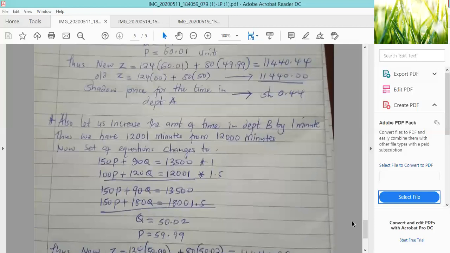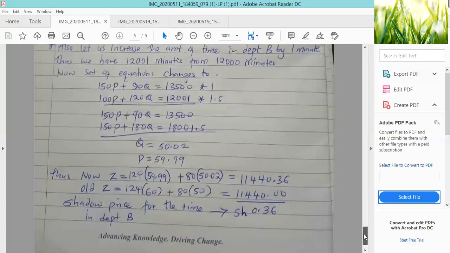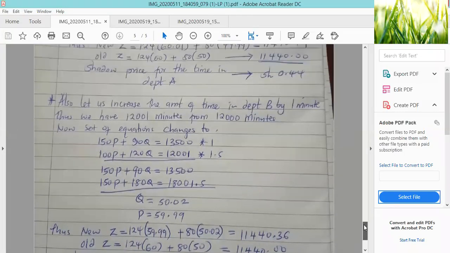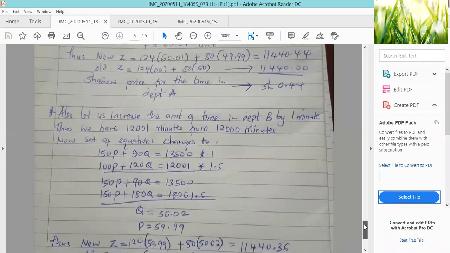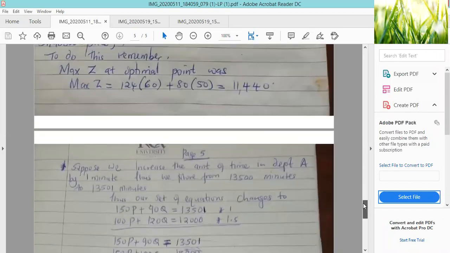You can assume there is an increase of just 1 minute in Department B, and for Department A, you hold it constant. Then again, you find new values of Q and P. You substitute them in the equation Z, and then you subtract from the original value of Z. That difference gives you the extra amount that you should pay to obtain that 1 minute for Department B, which we actually exhausted.